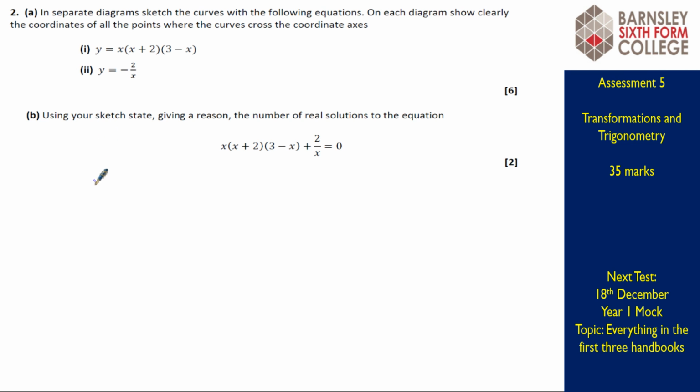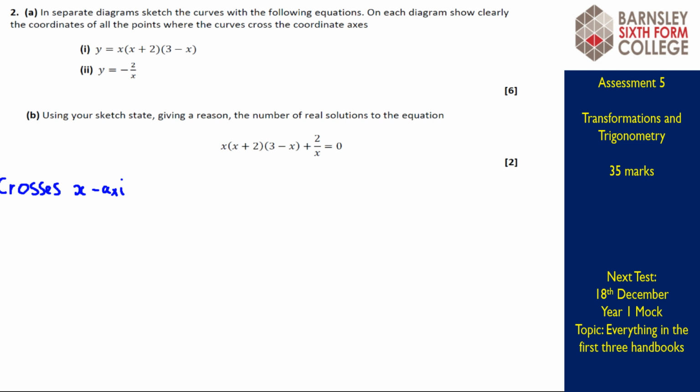So going on to question 2 now, and we've got to do some sketches. We've got 2 graphs to sketch here, and then part B is using what we've done to answer another question. The first thing I'm going to do is sketch the graph y equals x plus 2, 3 minus x. When I want to sketch a graph, I need to find out where it crosses the coordinate axes. I'll start by working out where it crosses the x-axis.